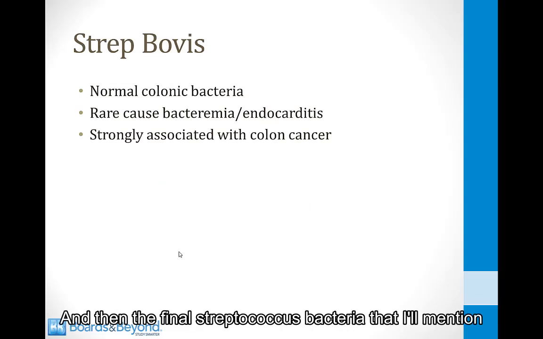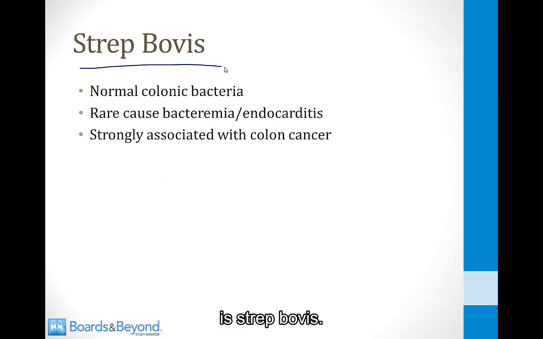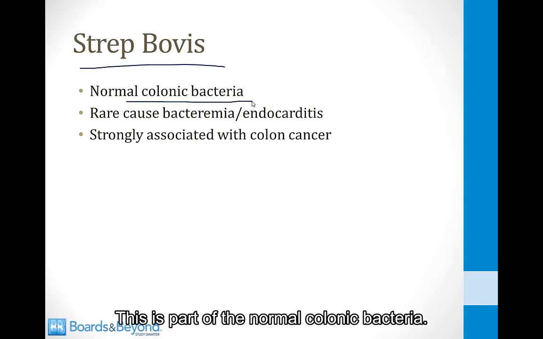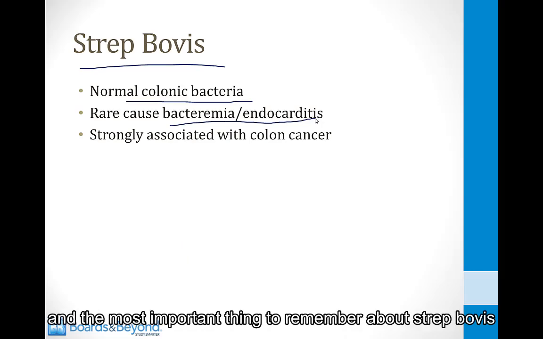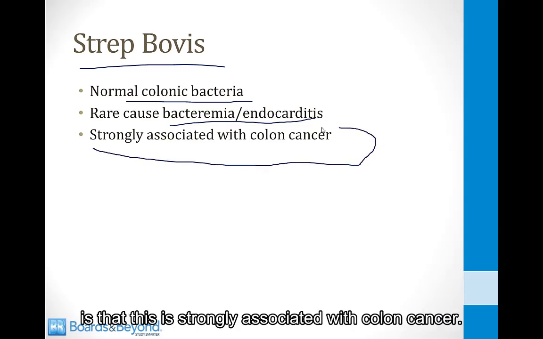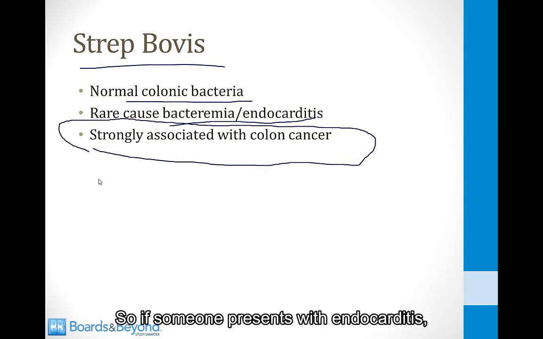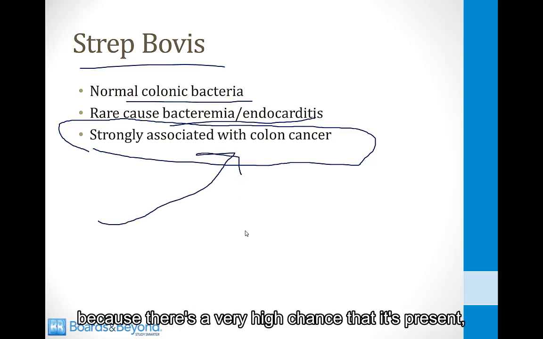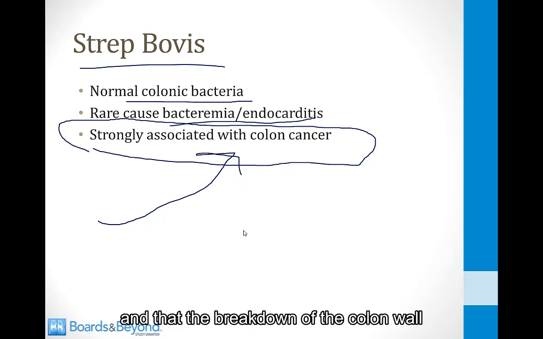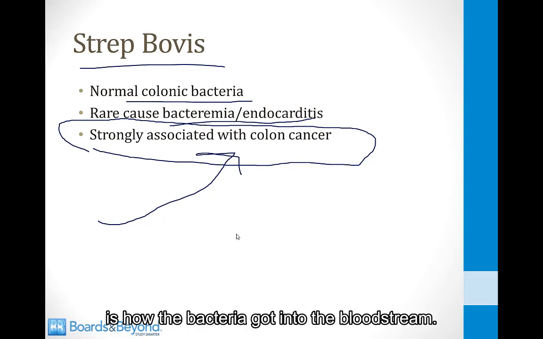And then the final Streptococcus bacteria that I'll mention is Strep bovis. This is part of the normal colonic bacteria. It is a very, very rare cause of bacteremia or endocarditis. And the most important thing to remember about Strep bovis is that this is strongly associated with colon cancer. So if someone presents with endocarditis and the bug comes back as Strep bovis, one of the things you want to do is work them up for colon cancer, because there's a very high chance that it's present and that the breakdown of the colon wall is how the bacteria got into the bloodstream. And that concludes our module on strep.